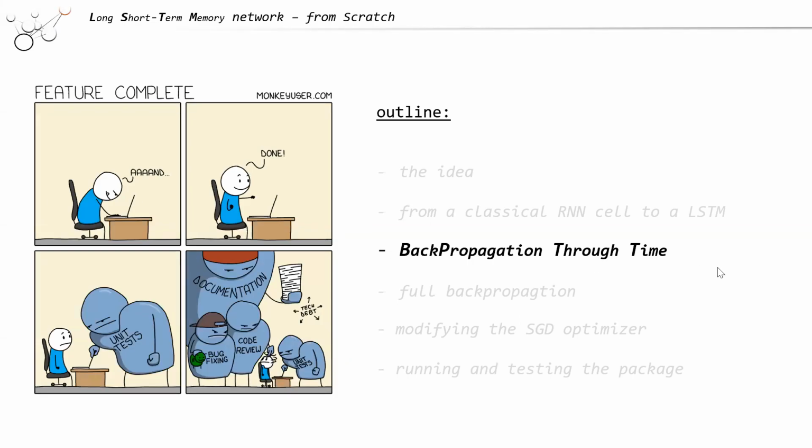So let us now implement the backpropagation through time. I divided this chapter in two parts. The first part is explaining the mathematical background, and the second part is how to convert the math into actual code. So let's take a look at the problem first of all.